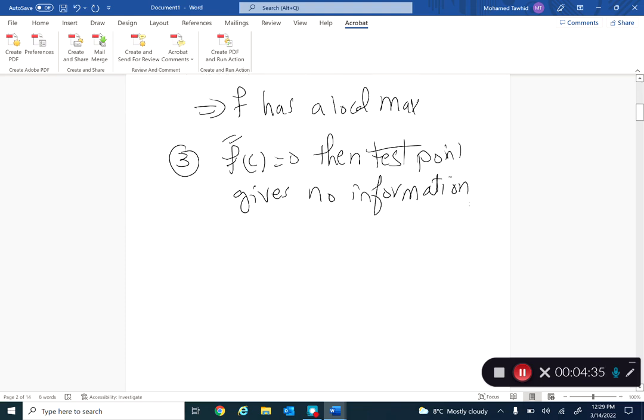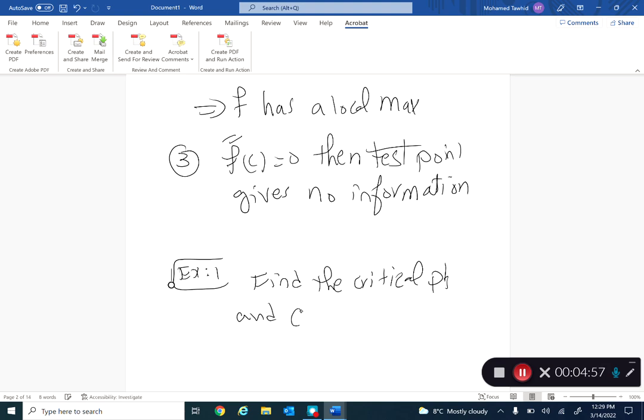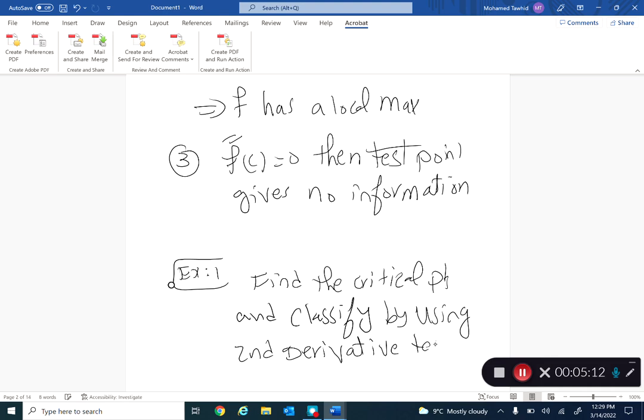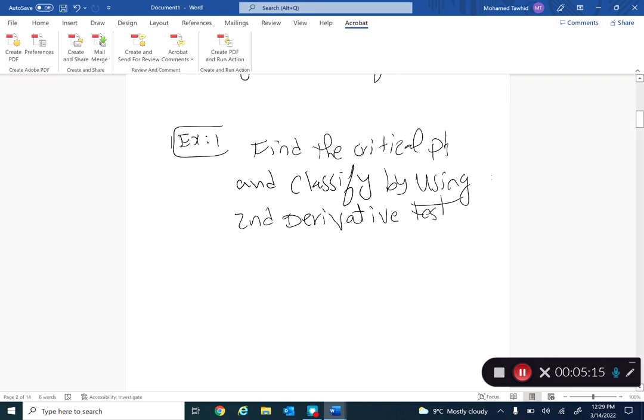All right, let me give you an example to apply this. Example number 1: find the critical point and classify it. Classify means you have to find the minimum or maximum by using the second derivative test. So we are very specific: we have to use the second derivative test.